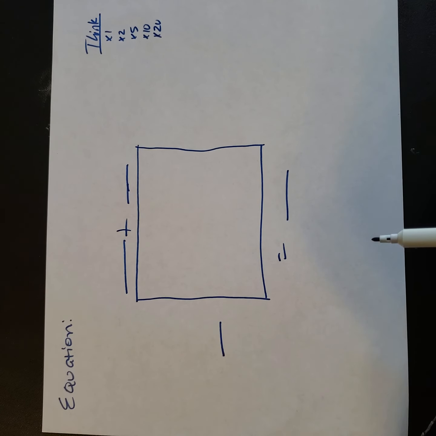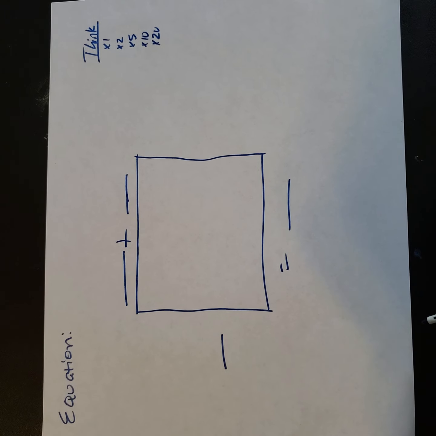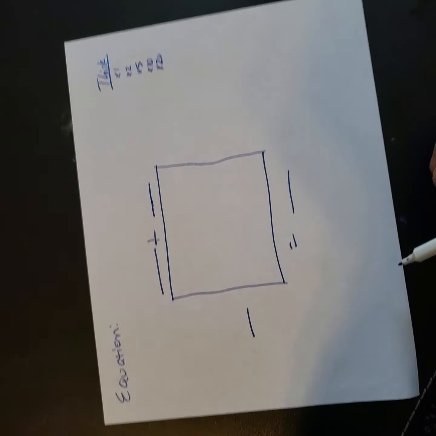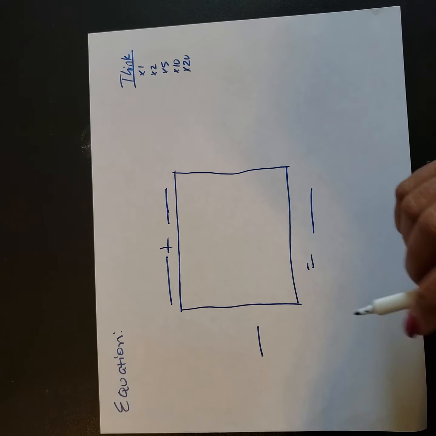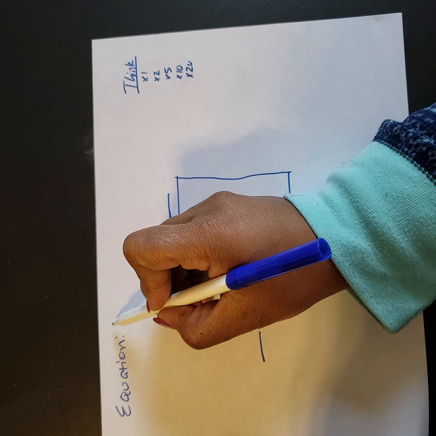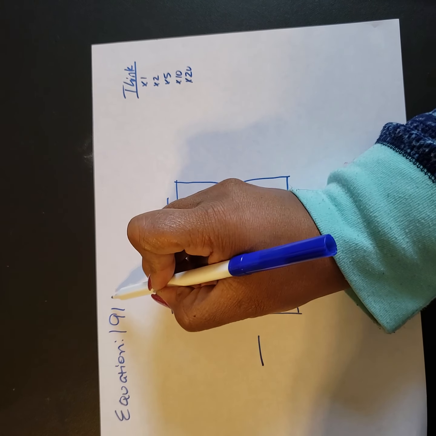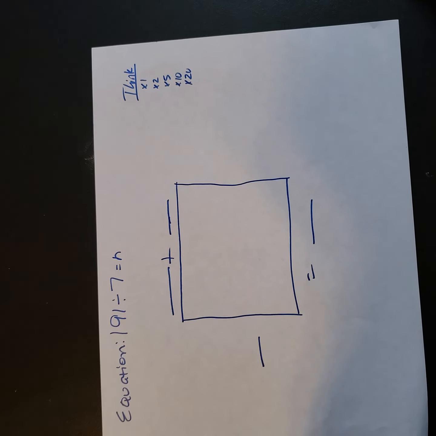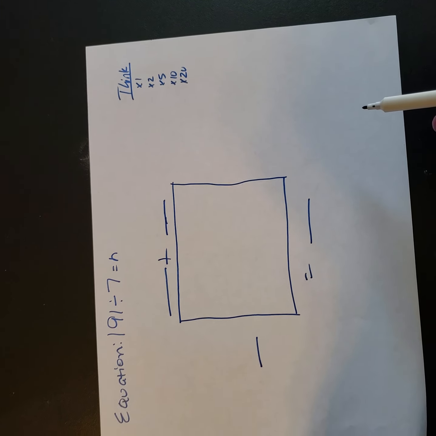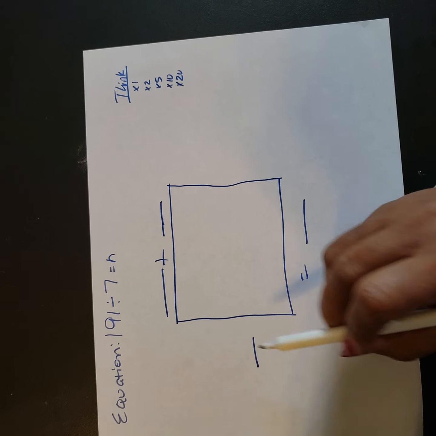Okay, fourth graders, here's our second problem. This one will be a little different than the first one, but I definitely want you to have pencil and paper and work through it with me. First thing we're going to do is go ahead and write our equation, which is 191 divided by 7 equals n. All right, so let's go ahead and set up our area model the way we learned in class.